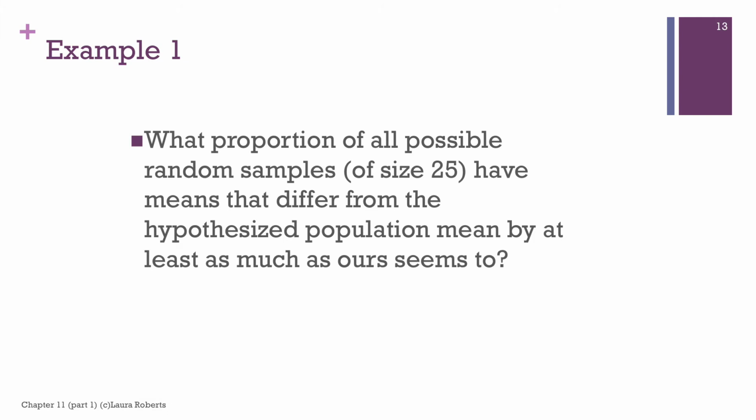So, to recap, what proportion of all possible random samples of size 25 have means that differ from the hypothesized population mean by at least as much as ours seems to? We find our answer by adding the two proportions of 0.1587 together. The answer that shakes out is 0.3174, or 31.74% of the samples of size n equals 25.